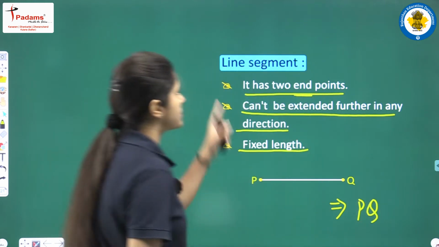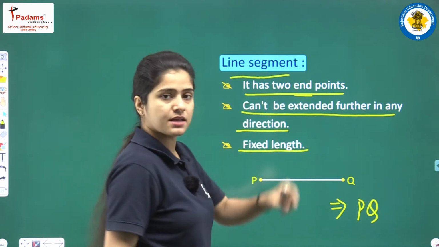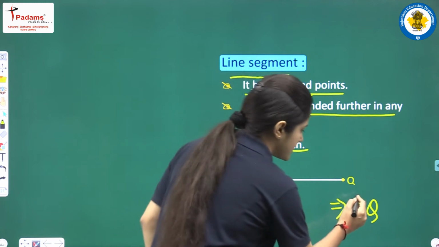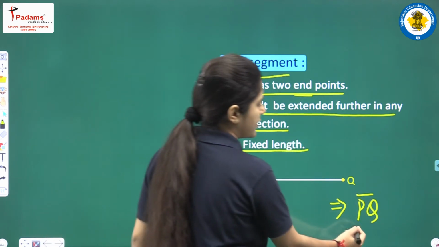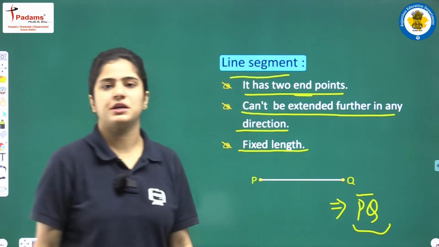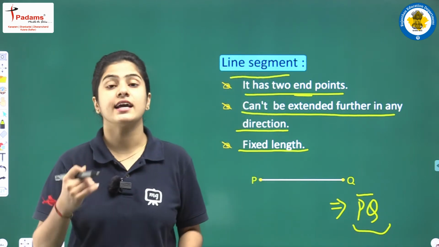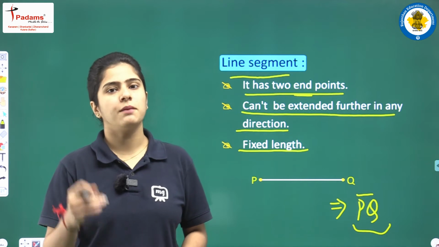And how can we represent that it is a line segment? It is represented by this symbol. You have to mention this, okay. It means that we have written the line segment PQ, okay students. Looking at another part, that is all about line.